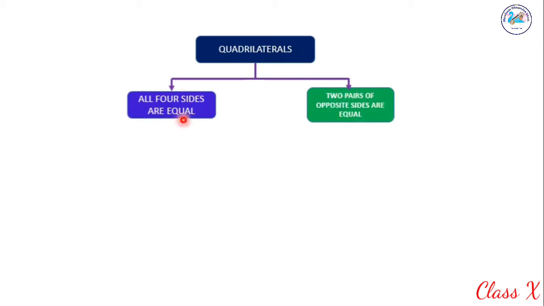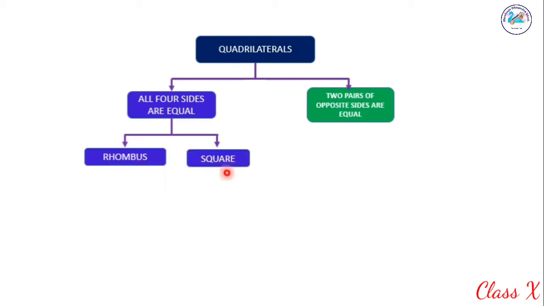A geometrical shape having all 4 sides equal has 2 possibilities. It can be a rhombus or it can be a square. The difference between the rhombus and the square is, in case of a square, all angles are 90 degrees. In addition to that, the diagonals of a square are also equal.